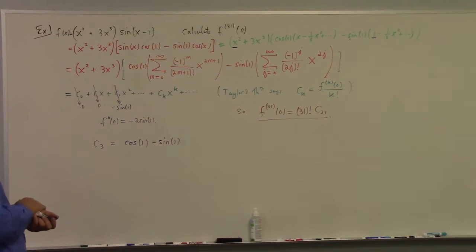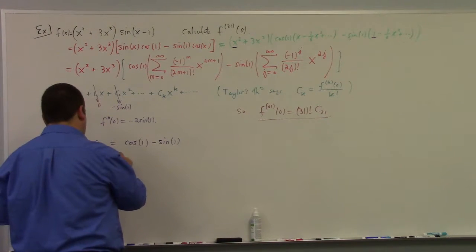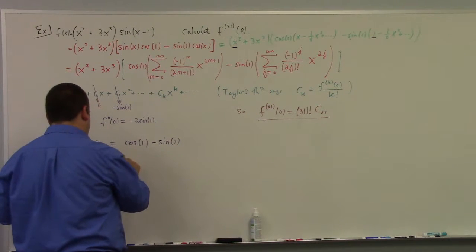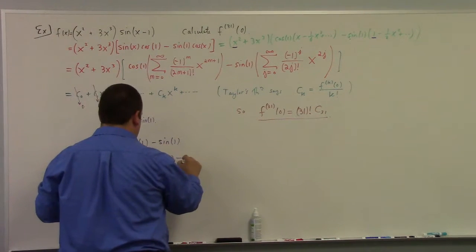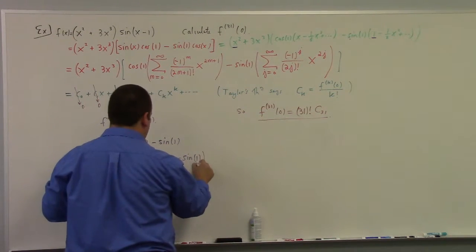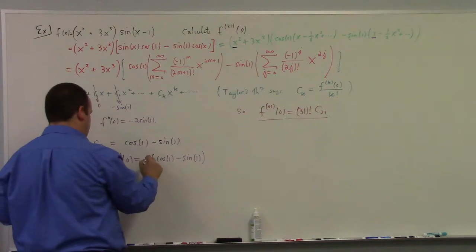I don't think so, right? I mean, everything else is higher powers if you look at it, right? So this tells me then the third derivative at 0 is equal to 3 times the cosine of 1 minus the sine of 1. Oops, I can't do math. What's 3 factorial? 6. So 6 times that.